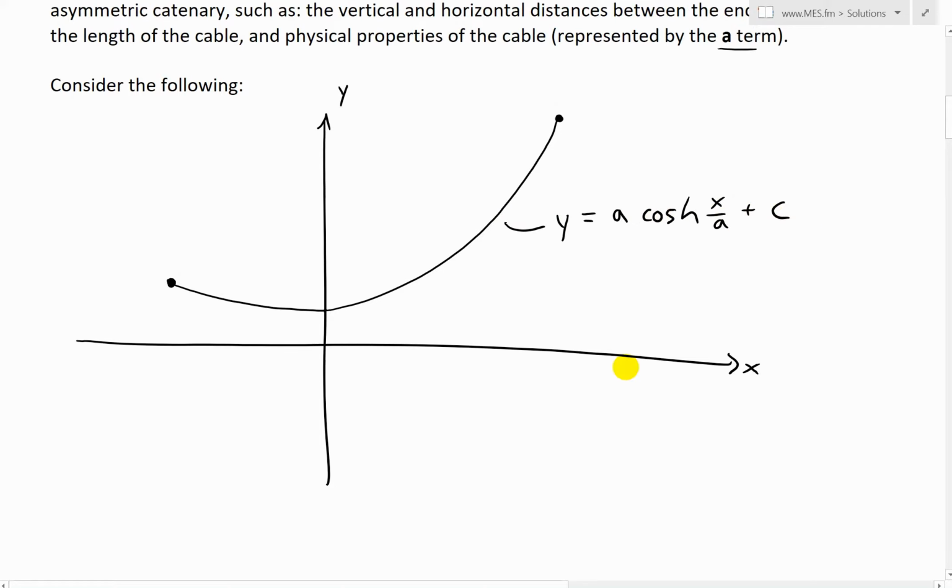And now let's say that this point right here is at x2, and I'll write this as y2. That's the coordinates of that point. And then the coordinates of this other point are going to be x1 and y1. So yeah, those are the coordinates.